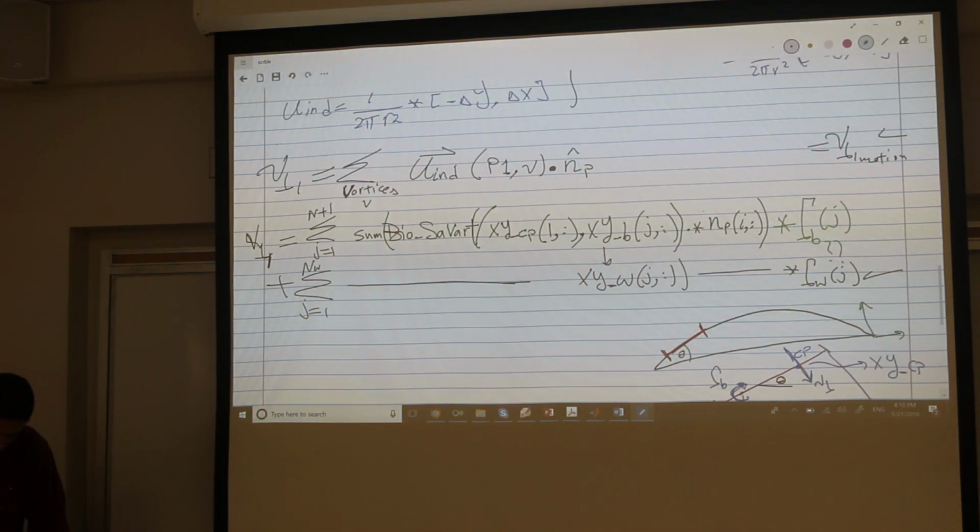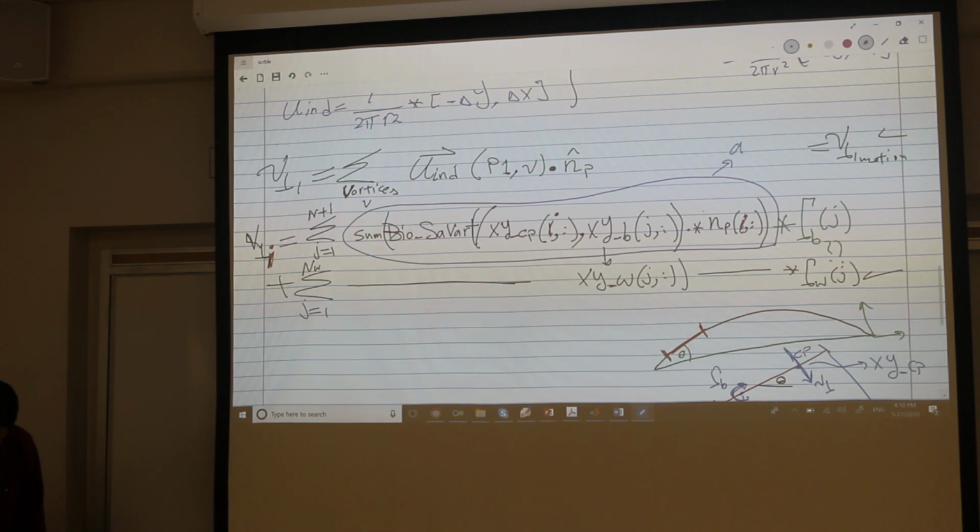So if this is point 1, I can make it for any point I. So this will be simply I, and that's it, right? Here is I, done. So we will call this AIJ. Okay? We'll call this AIJ.